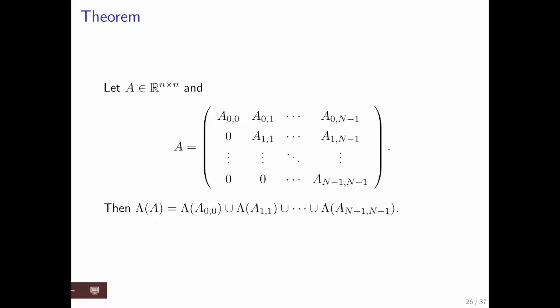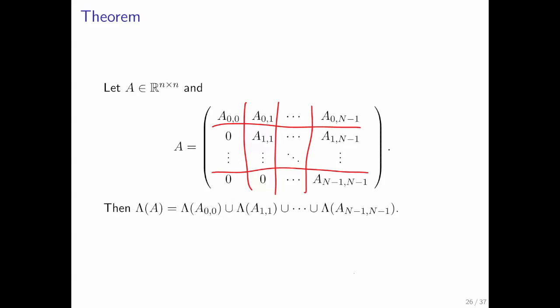So here is a theorem, and the theorem is just a natural extension of what we just looked at. If you partition your matrix in such a way that all of the matrices on the diagonal are square matrices, then you get what is called a block upper triangular matrix. And then the set of all eigenvalues of A is simply the union of the set of eigenvalues of the individual blocks on the diagonal.